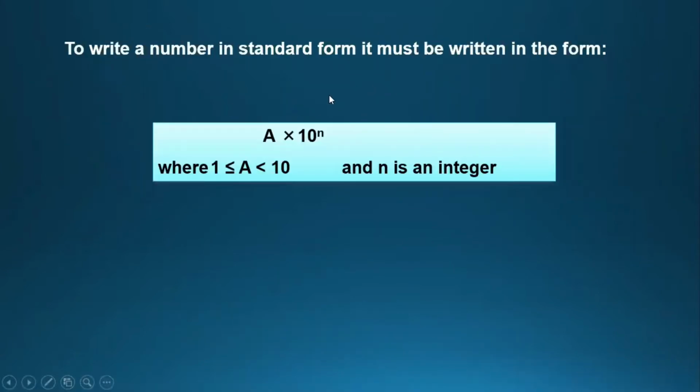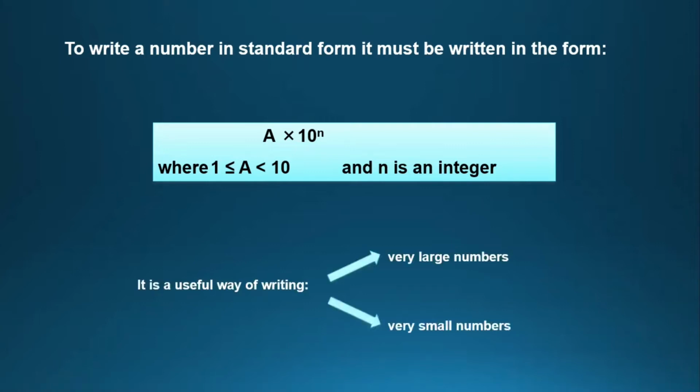So, to write a number in standard form, it must be written in the form of a into 10 to the power n, where a lies between 1 and 10. So it takes the value from 1 to 9. That is, 1 is less than or equal to a, less than 10. So it is a single digit number. Remember, the whole part will always have a single digit, a single digit whole number from 1 to 9. This is useful for writing very large numbers or very small numbers.